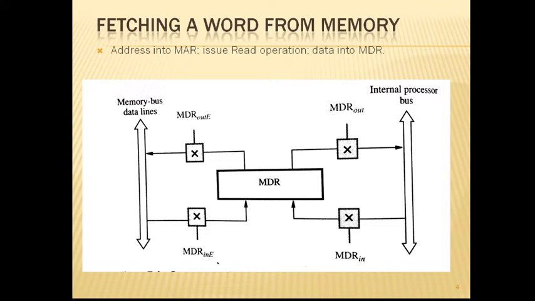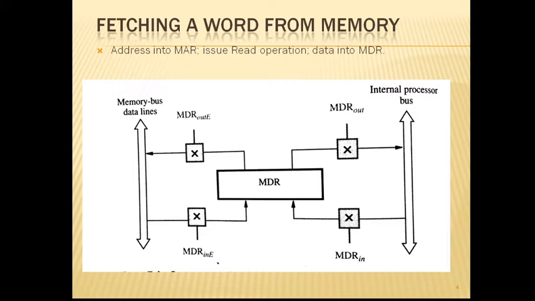How will the read operation be identified? It will be identified using the control lines. The processor will make use of the control lines of the memory bus to indicate that the read operation is required by the user, or it may be the processor. When the requested data are received from the memory, that data will be stored into the MDR, that is memory data register, and from there they can be transferred to other registers in the processor.